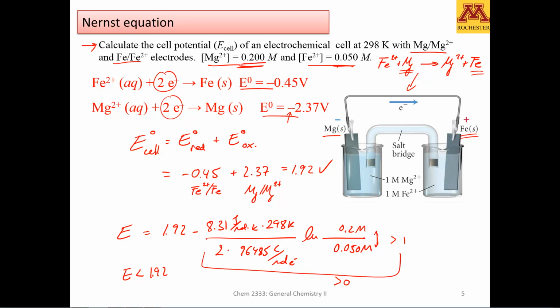I'm assuming it still will be positive because this is a pretty large number, but the numbers should make sense. You should obtain a cell potential that is smaller than 1.92, because 1.92 is when you have 1 molar versus 1 molar. In this case, you are decreasing the concentration of reactants versus the concentration of products. Therefore, your potential should be smaller than the 1.92 volts. Okay, you can plug this into your calculator, but at least you should be able to understand all the quantitative aspects of this problem.